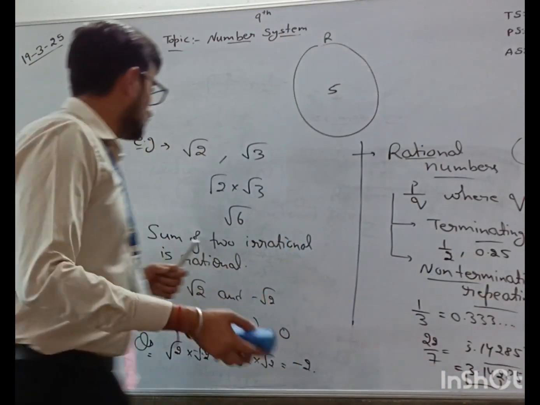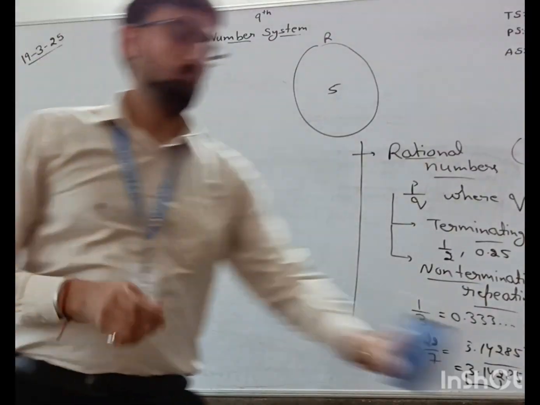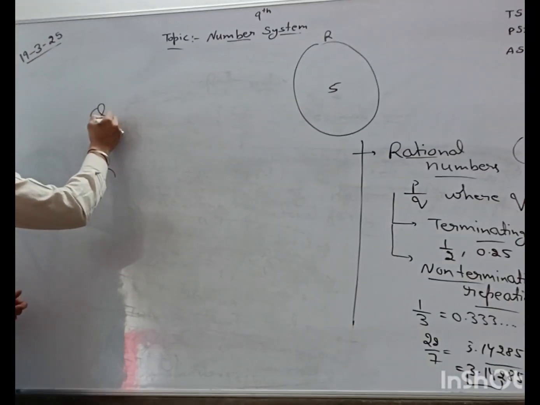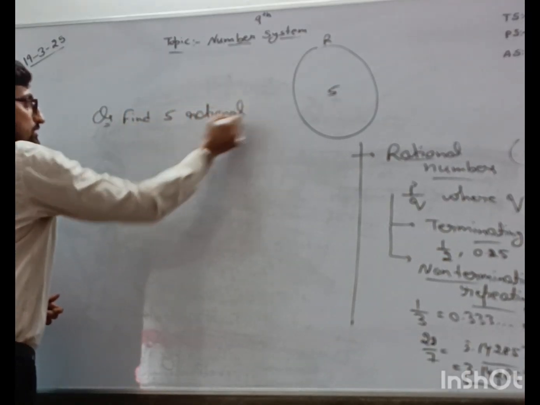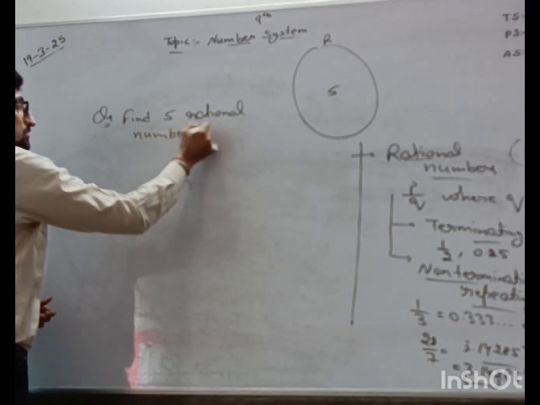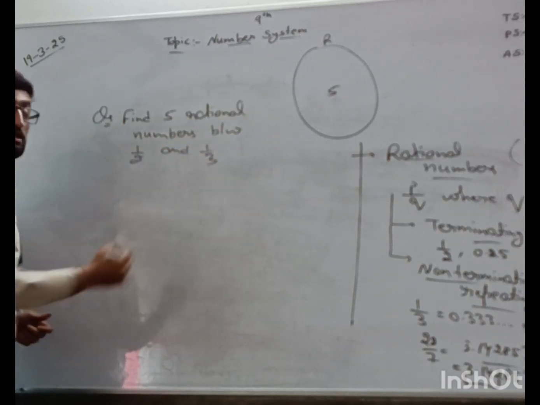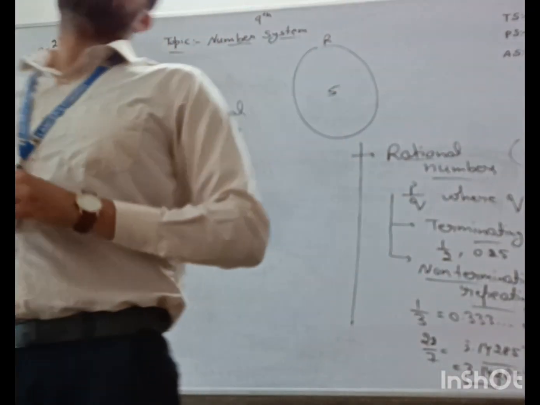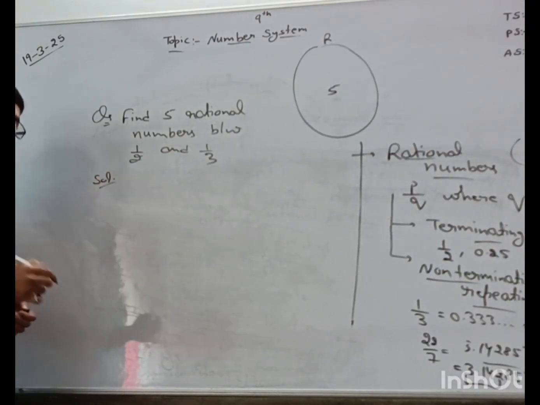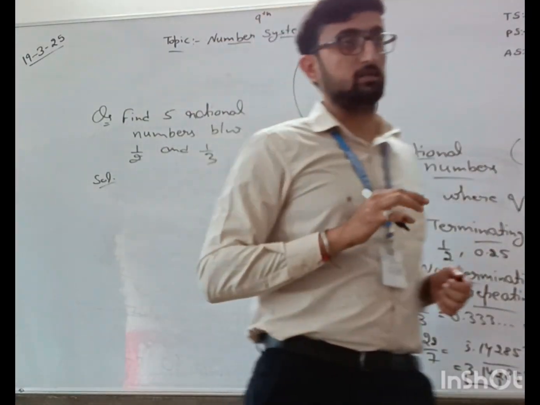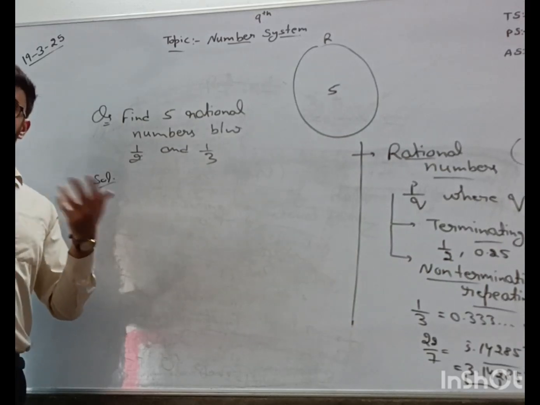Now let us move to the next question from our NCERT. Find 5 rational numbers between 1 by 2 and 1 by 3. Find 5 rational numbers between 1 by 2 and 1 by 3. We have already solved such types of questions in our class 8th. So how are we going to solve this?